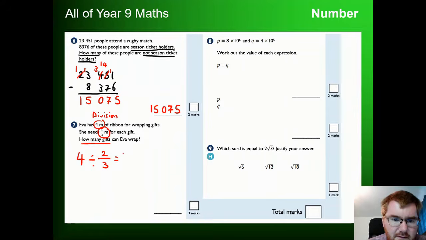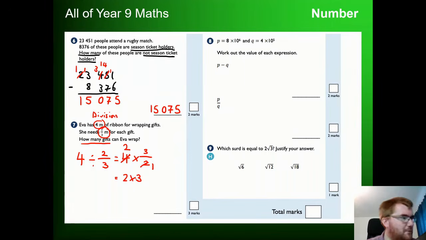Well, we keep the first number, we switch this to a times, and then we flip this fraction to 3/2. At this point, we're not totally finished. We can do some cross cancelling, which is always helpful. So 2 goes into 2 once, 2 goes into 4 twice. So now we've broken this down into essentially 2 times 3, which is always nice when it's so straightforward. So that's going to give us 6 gifts.